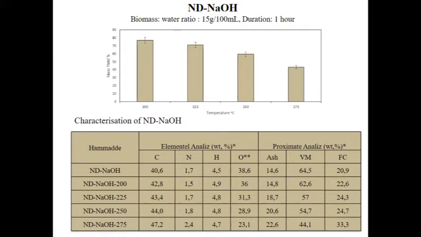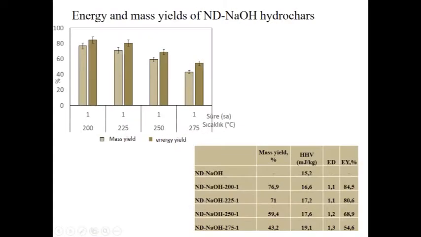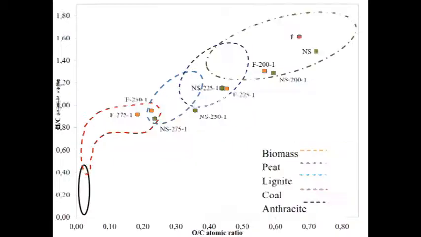As we can see here, for the Narlısaray dry digestate sodium hydroxide pretreated one, carbon content increased with increasing temperature, and the ash content increased with increasing temperature, and the fixed carbon is the same. The energy yield decreased with increasing temperature due to low mass yield at higher temperature, again in this case.